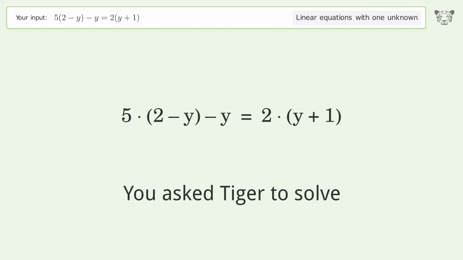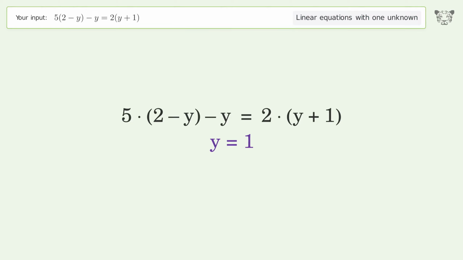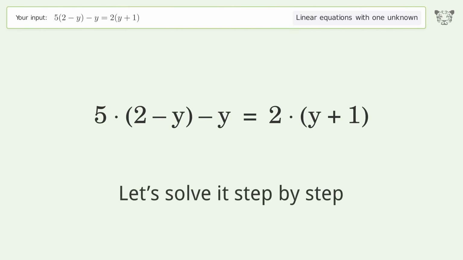You ask Tiger to solve. This deals with linear equations with one unknown. The final result is y=1. Let's solve it step by step.